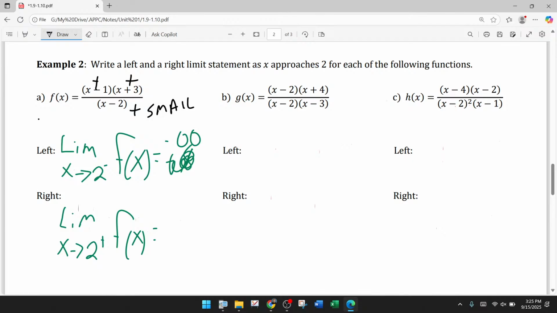Okay? And so you got a positive and a positive, which makes a positive. And positive over a really, really small number makes a really, really big number. And so that's going to be infinity. I think this is the best way to do it. You're just going to have to use some mental math. So any number over a small number has to be a big number.